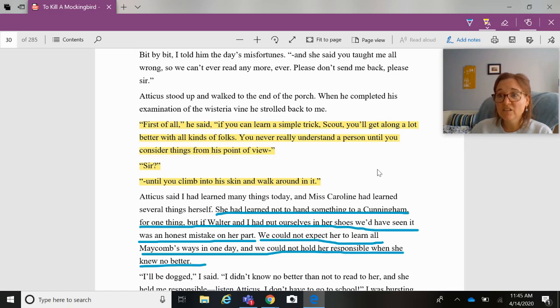So Atticus is teaching Scout, if you can take a minute, if you can learn to consider how the other person is feeling and what they have been going through, then you're going to get along with people a lot better. If we take a few steps back and think about what it was like for Miss Caroline, she's fresh out of school. It is her first day teaching.